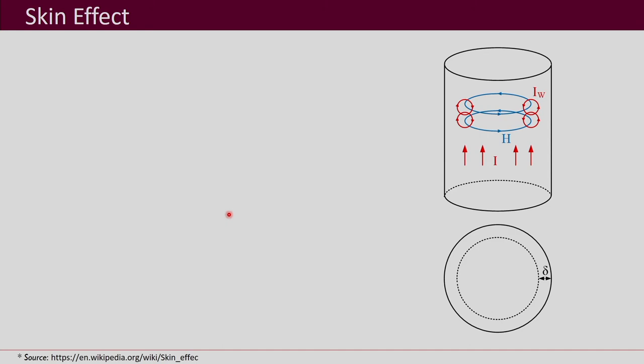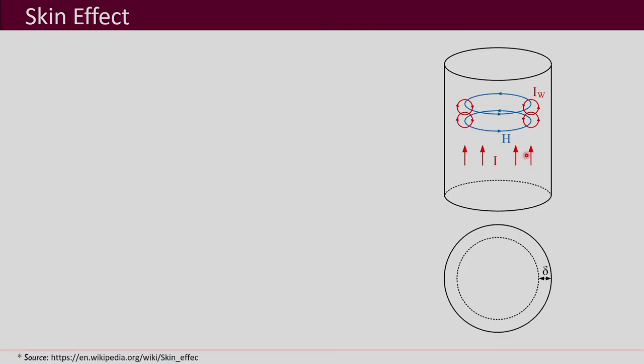So we saw what are the core losses. Core losses consist of your eddy current loss and hysteresis loss. Then with magnetics, the other loss part that is associated is with the windings. So let us look into some of the important terms in your windings. One effect which is very important is what's called the skin effect.